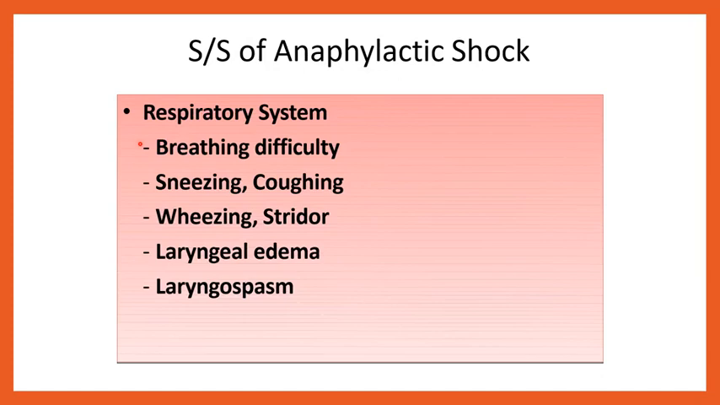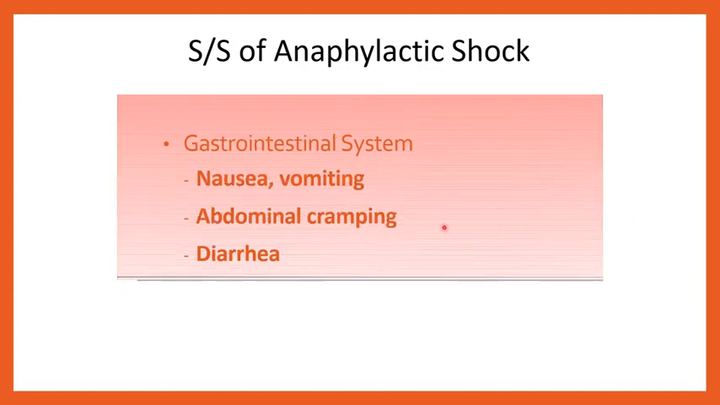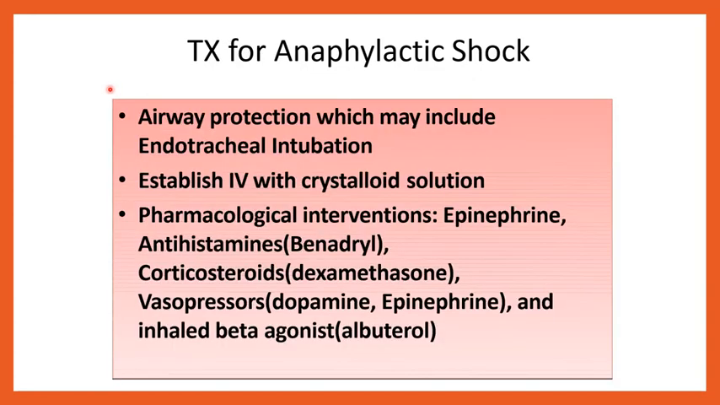The signs and symptoms of the respiratory system in anaphylactic shock are breathing difficulty, sneezing, coughing, wheezing, stridor, laryngeal edema, and laryngospasm. In the cardiovascular system, there will be vasodilation, increased heart rate, and decreased blood pressure. In the GIT, there is nausea, vomiting, abdominal cramping, and diarrhea. So after knowing the symptoms, we need to treat the condition.